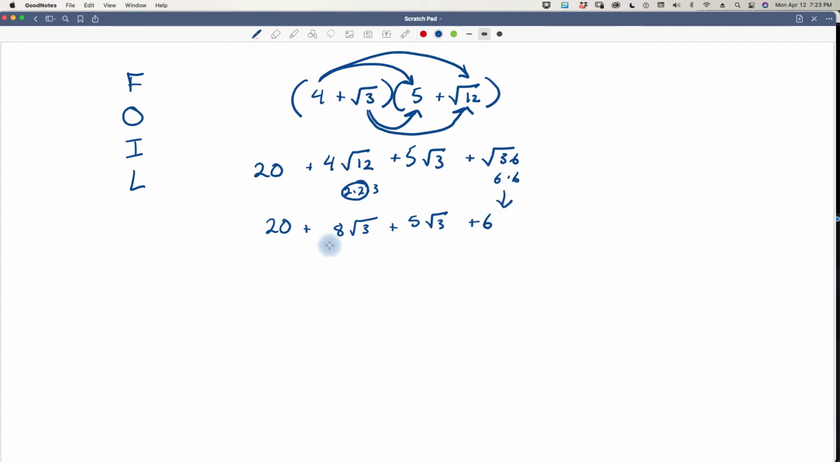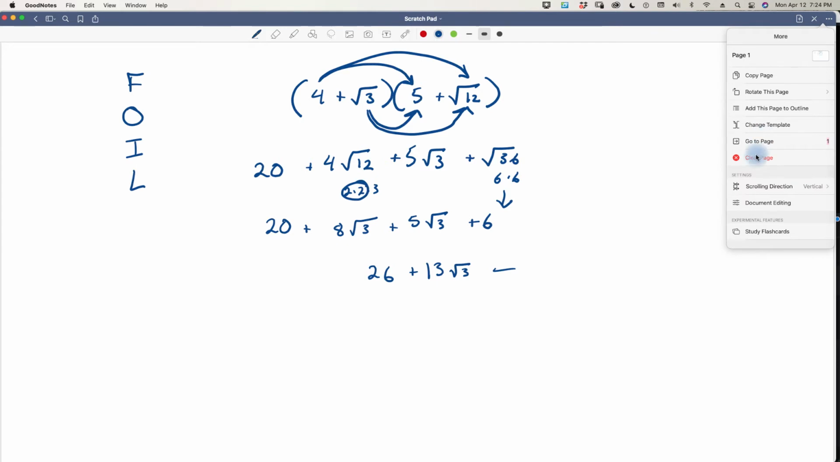Now we can squish. 20 plus 6 is 26. 8 plus 5 is 13. They both have the same variable, square root of 3. Right? Easy peasy, you guys can do this. I'm very confident that you're not going to have any problems. So let's do another one.